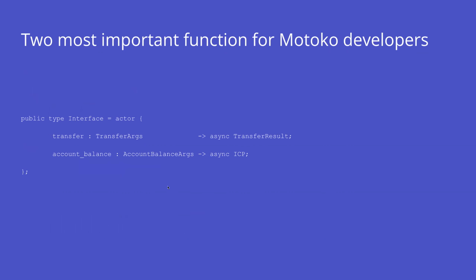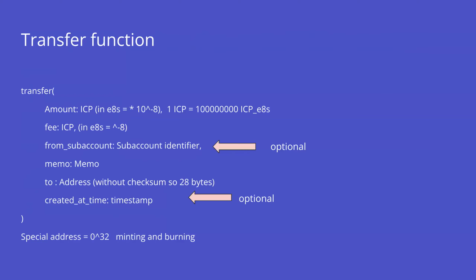So for a Motoko developer, the two most important functions on the ledger are the transfer function, which allows you to make a mint or transfer or burn transaction, and the account balance, which gives you the current ICP balance of an address. So the transfer function has the following parameters.